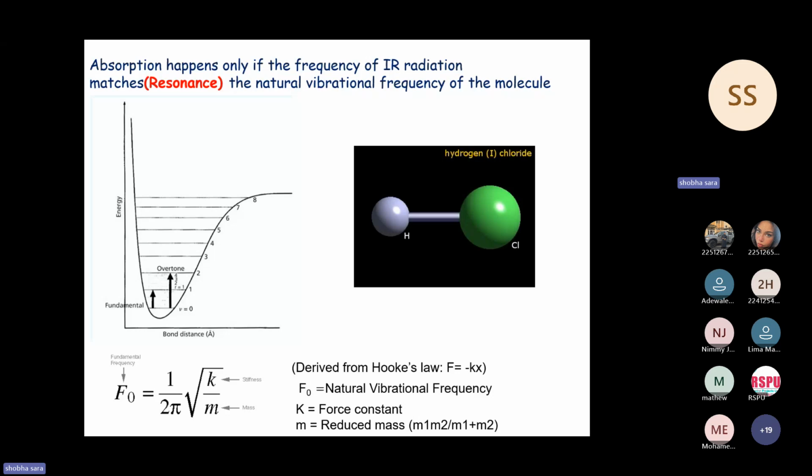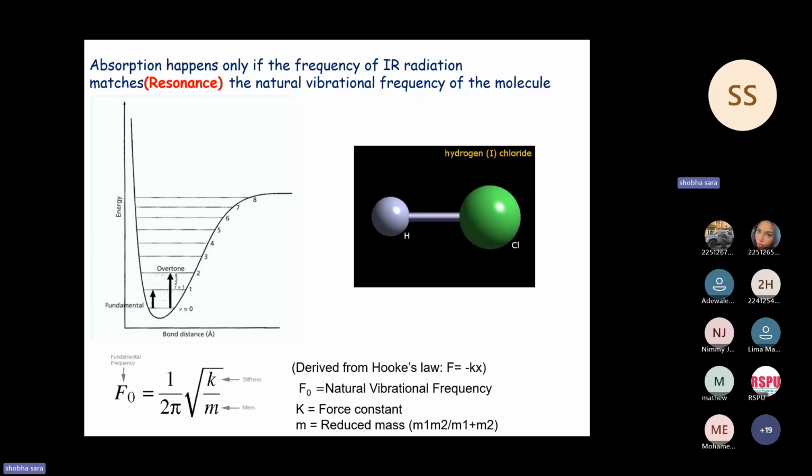1 by 2 pi into root of k by m, which is derived from Hooke's law. We can see m is the reduced mass. It depends on the masses of the two atoms present in the molecule, H and Cl. We can see that the equation is m1 into m2 divided by m1 plus m2.